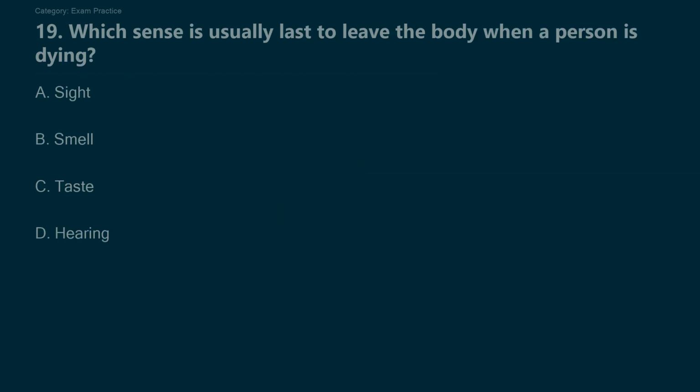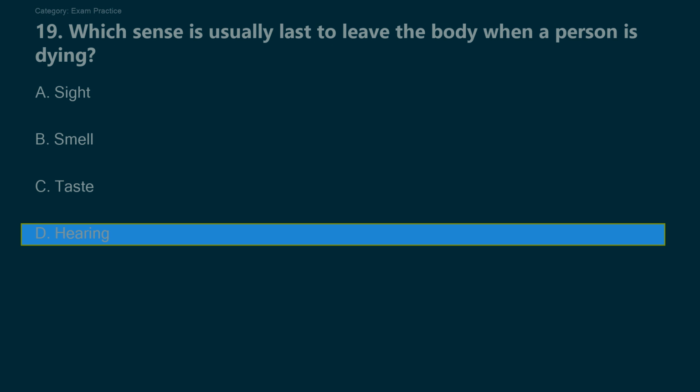Question 19. Which sense is usually last to leave the body when a person is dying? Option A, thought. Option B, smell. Option C, taste. Option D, hearing. The correct answer is option D, hearing.